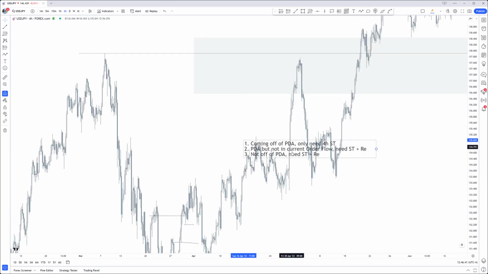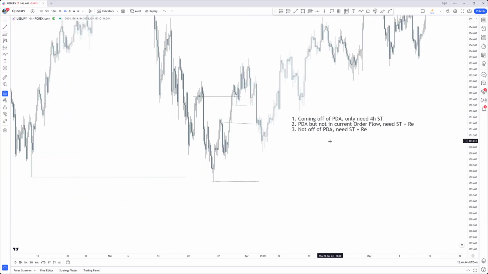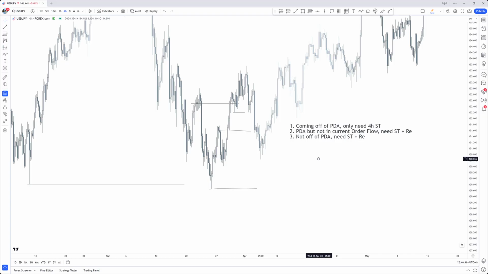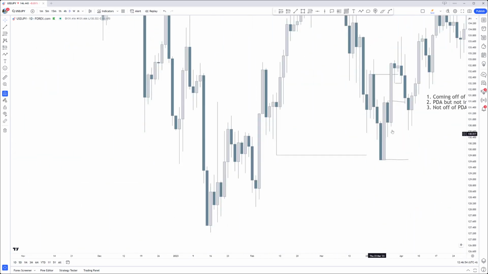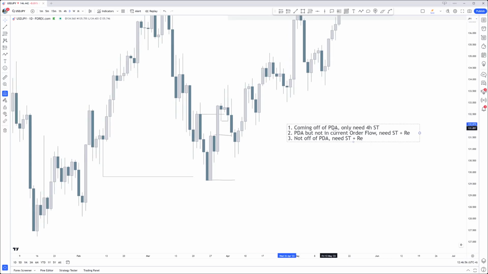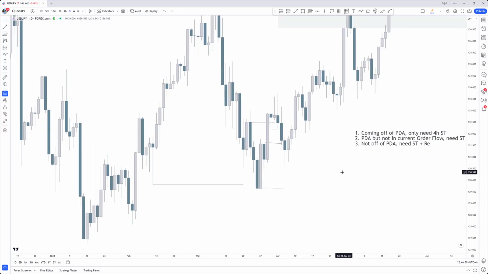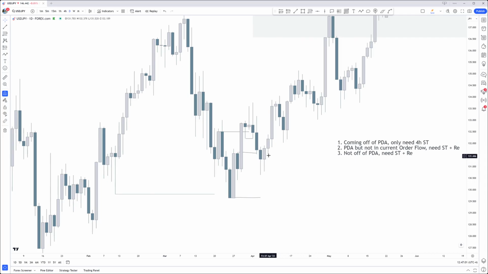Then if we take a look at the list again, the second one is we have a PD array, but not in current order flow. We need an ST plus a RE. Whenever I refer to a RE, what I'm referring to is a new order flow leg higher. What is an order flow leg? An order flow leg higher is when we have a short-term range. A short-term range, what we talked about in market structure, is the exact same as an order flow leg. An order flow leg is the most recent swing low that is responsible for creating that fair value gap to the most recent swing high.